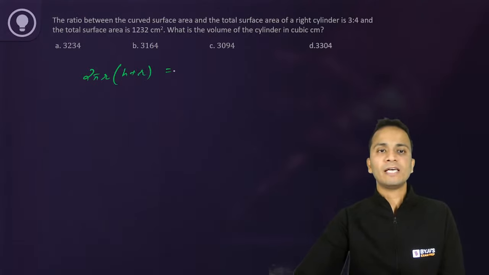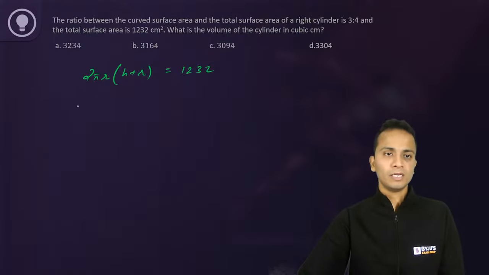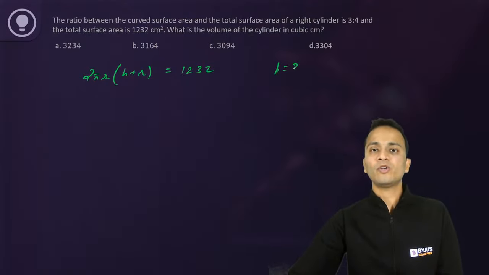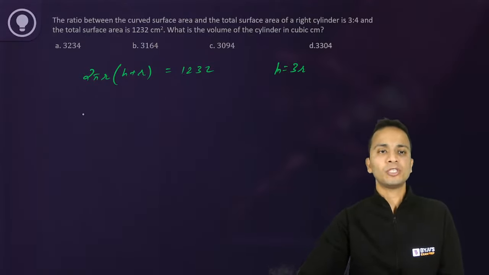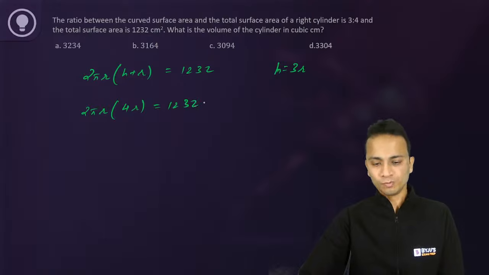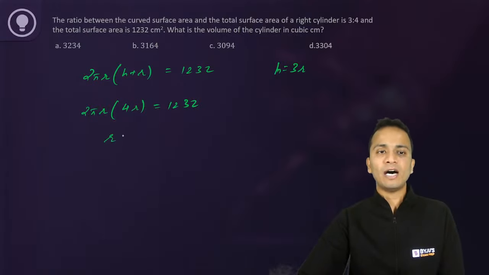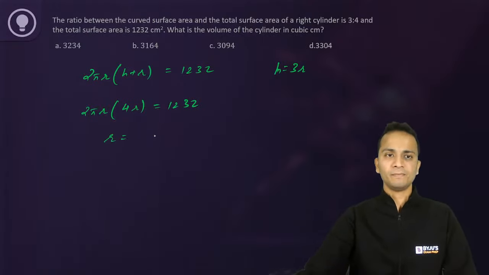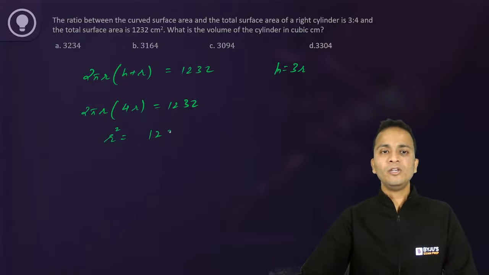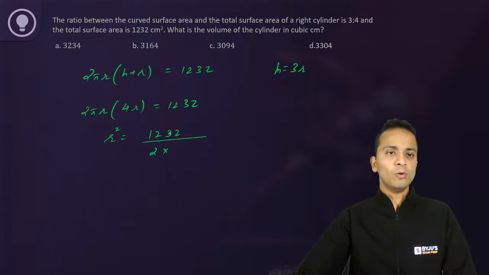This value is given as 1232. Now the value of h is also equal to 3r. I'll do the substitution. So 2 pi r into 4r is given as 1232. So can anyone give me the value of r? What is the value of r that you are getting? So on the left hand side, I'll be left with r square, which is 1232 divided by 2 into pi.